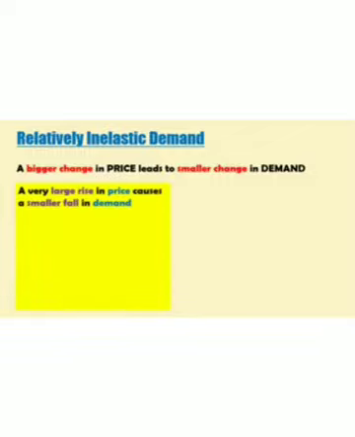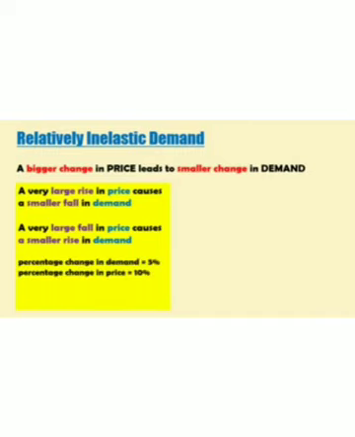Relatively inelastic demand. Demand is said to be relatively inelastic when a bigger change in price leads to smaller change in demand. That means a very large rise in price causes a smaller fall in demand, or a very large fall in price causes a smaller rise in demand. In both situations, percentage change in price is more than percentage change in demand.